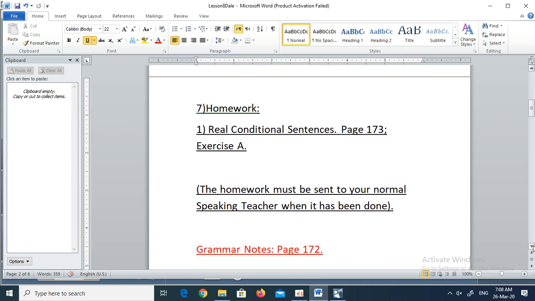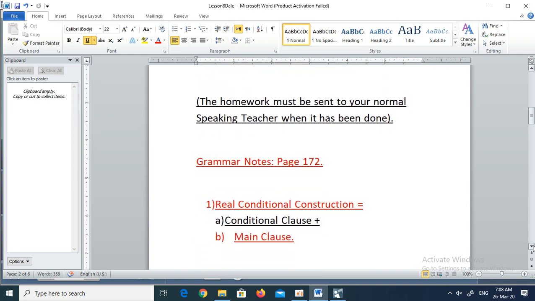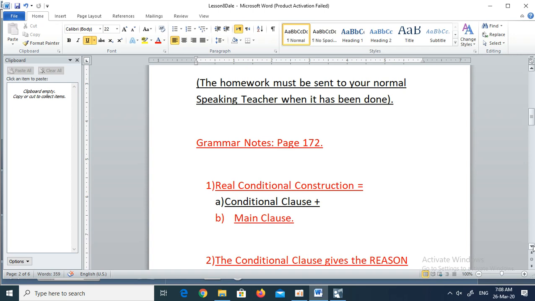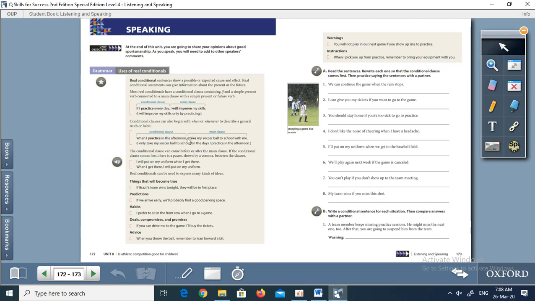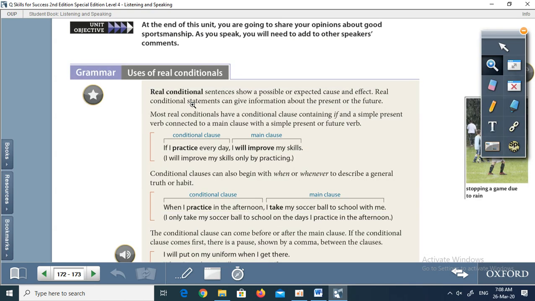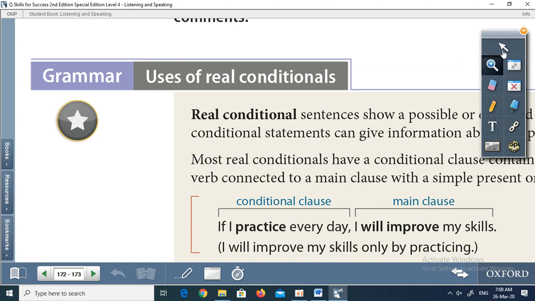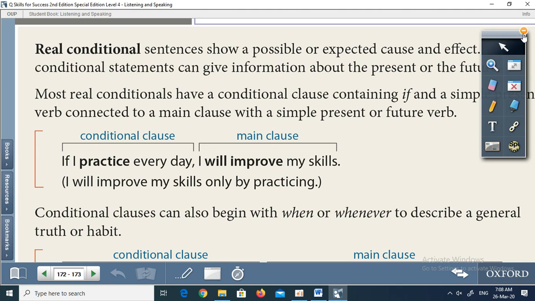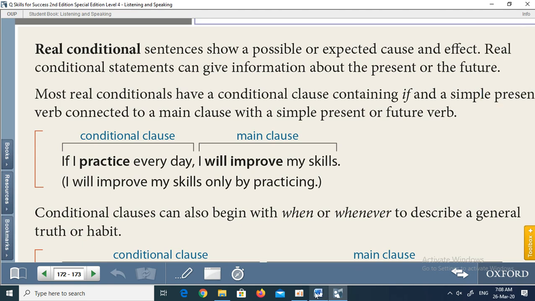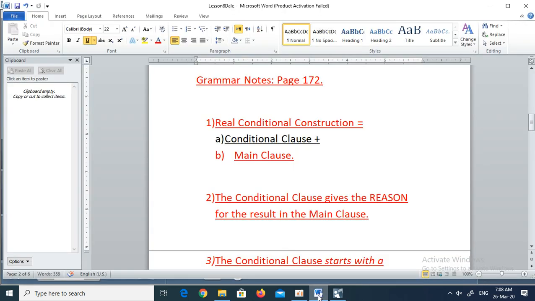And as we normally do, when you have done that exercise, I need you to take a photo of page 173 with your smartphone and send the exercise to your speaking teacher. All right. So the page we are starting with is page 172, and you should all be following with your book open at page 172.